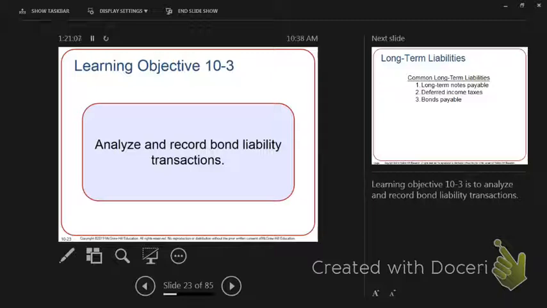All right, so what do we know about bonds? There are 3 things you have to know about a bond. Bonds have a face value. Bonds have a maturity date. And bonds have what's called a stated interest rate. Every bond has that.